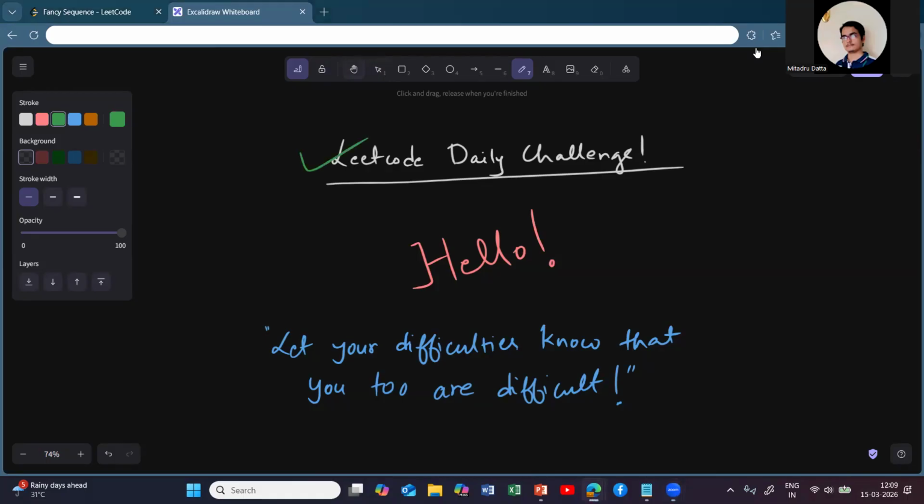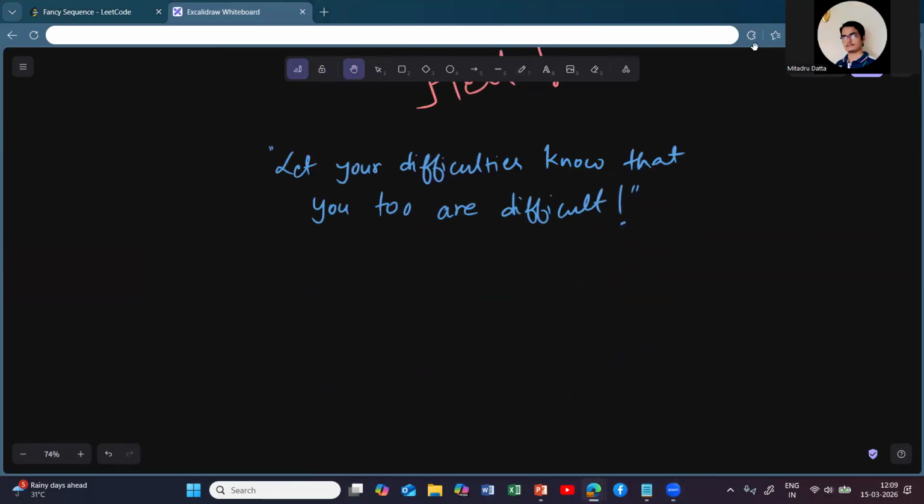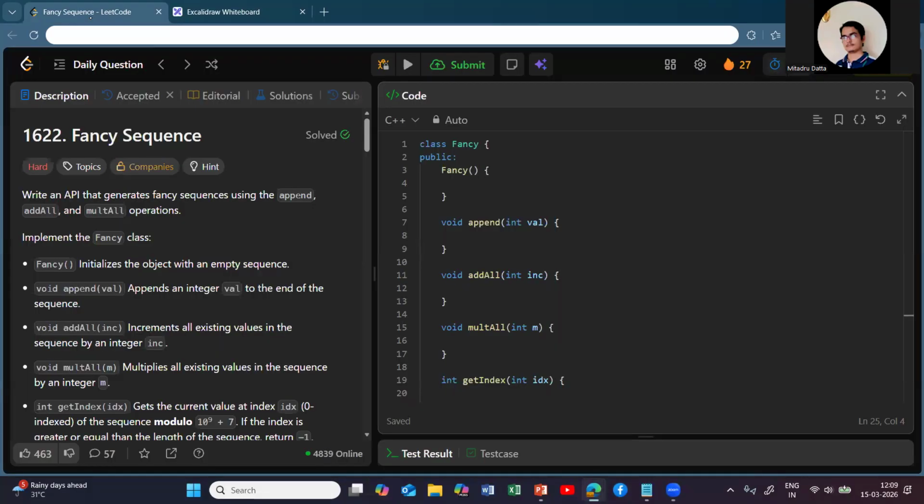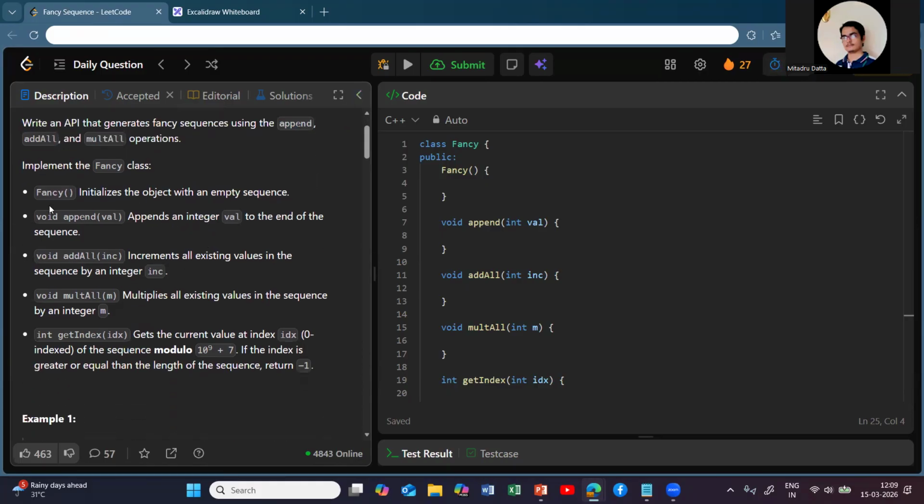So we will see today's daily challenge on Leetcode and we will try to solve it together. So let's see the problem statement, what it wants us to do. Write an API that generates fancy sequences with append, addAll and multAll operations. So we need to implement a Fancy class, which is nothing but a sequence of integers, okay?